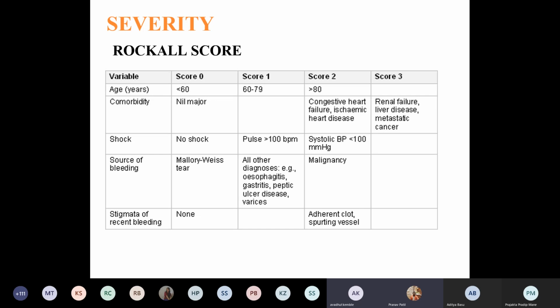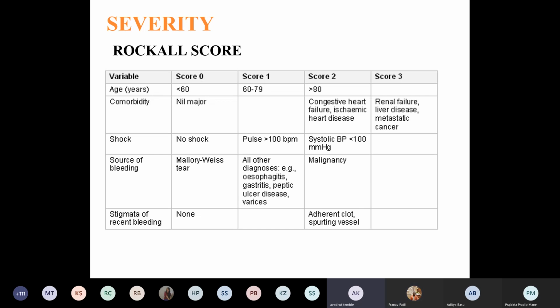Comorbidity: none of the comorbidities in score 0 and 1. In score 2, you have congestive heart failure and ischemic heart disease. And in score 3, you will have renal failure, liver disease, and metastatic cancer. In shock, no shock will be present in score 0, and in score 1 the pulse will be above 100.